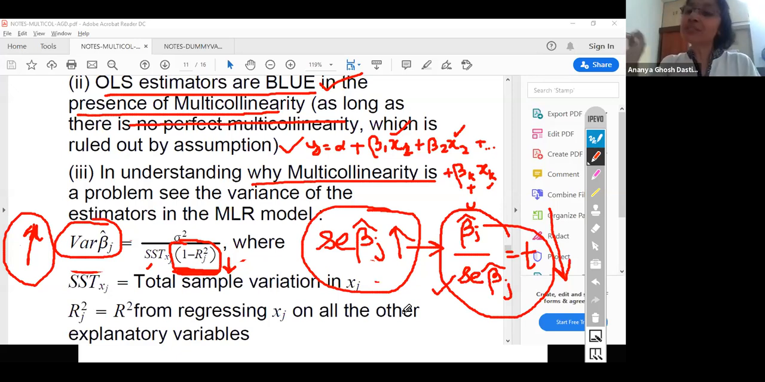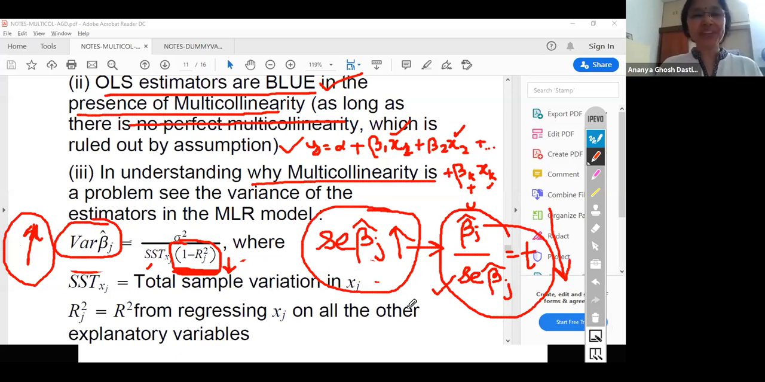But what is multicollinearity sitting there and doing? It is driving up your standard errors, it is driving down your t-statistic, and it's pushing the t-statistics into the area of non-rejection. So you see, multicollinearity is not a problem, but multicollinearity is a huge problem at the same time.